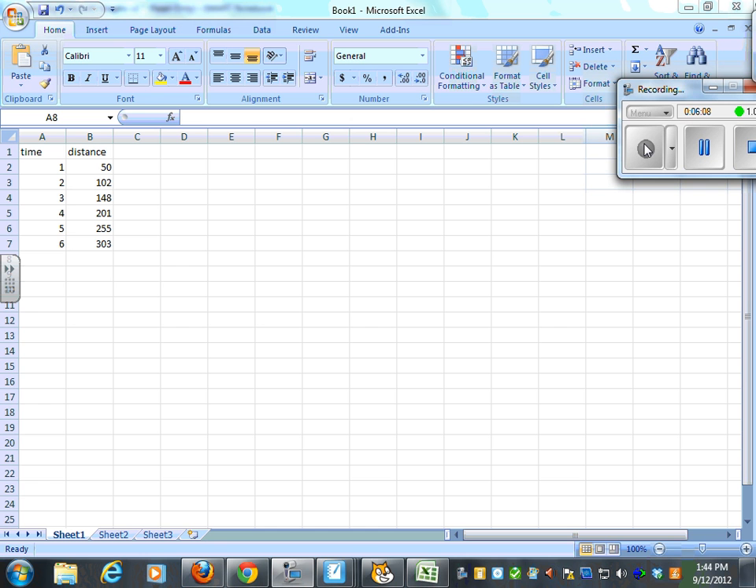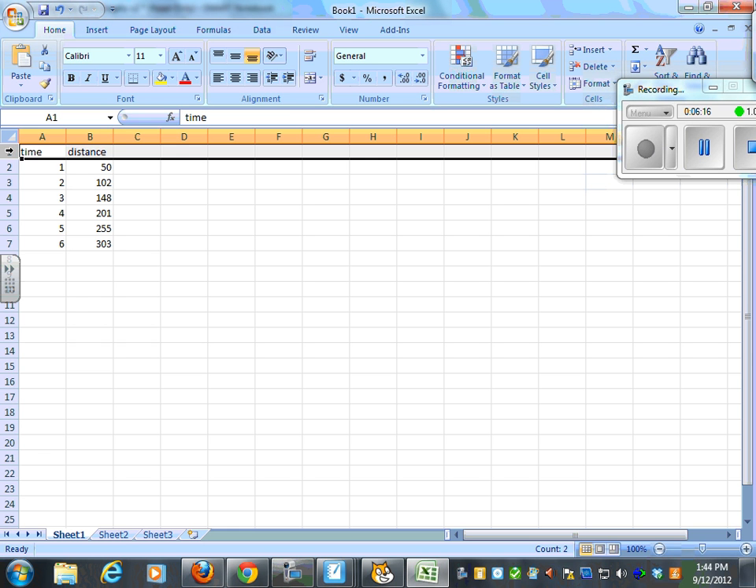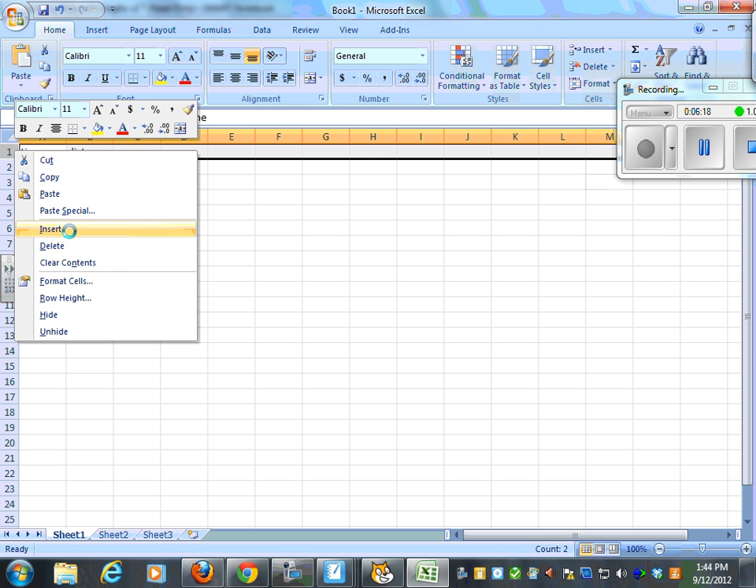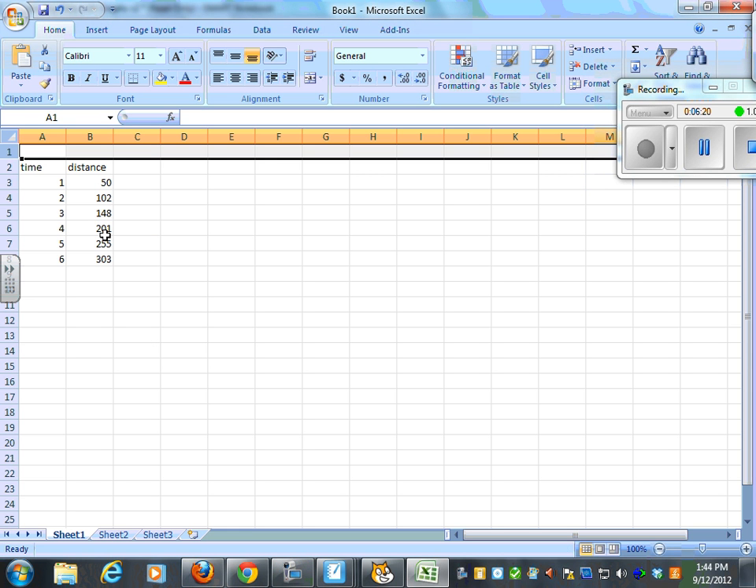If you've messed up and you didn't put time and distance in that first row, then what you do is click on that first row, right click and go insert. And it'll just drop everything down for you. That's what you want, Casey? Mm-hmm. Yep.